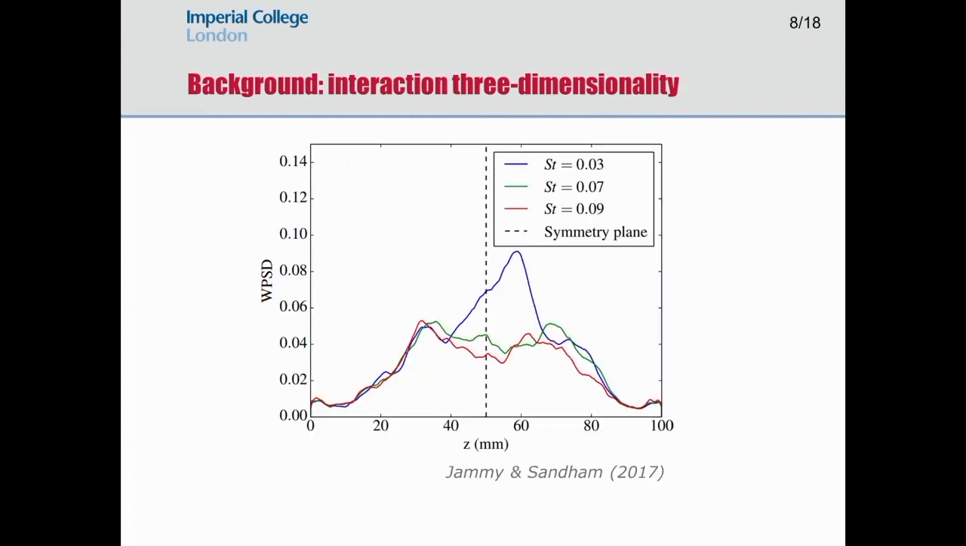One recent numerical study which did employ sidewall boundaries was done by Jamy and Sandham. So there's a sidewall at 0 and 100 mm, equidistant from this central plane here. And what they actually found was the most energetic Strouhal number of 0.03 was off-center. So they attributed this to their short run times. They said the study wasn't converged.